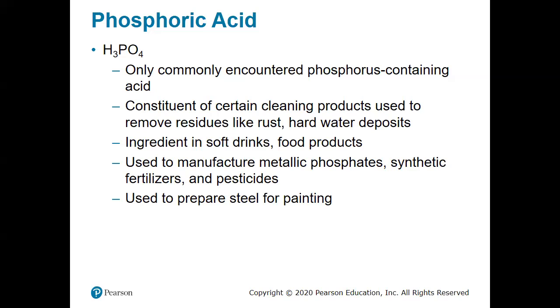Colas in particular will use phosphoric acid as a stabilizing agent, as kind of something to help maintain the flavor and the gaseousness of the soda. Food products also can contain it. We also find it in the use of making phosphates and fertilizers. A lot of the phosphorus that comes in commercial fertilizers comes from phosphoric acid. We also find it in certain kinds of pesticides and as a priming agent for steel when you go to paint.